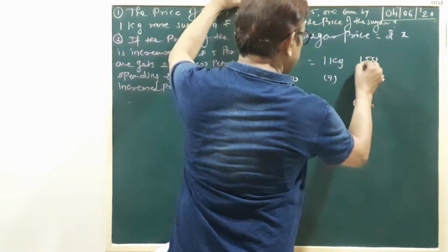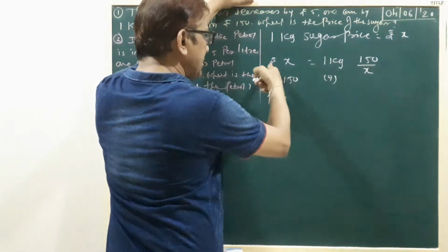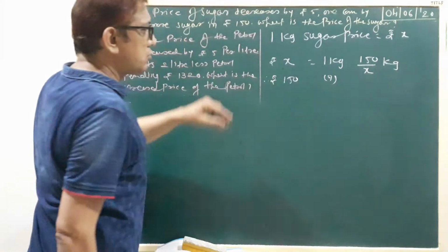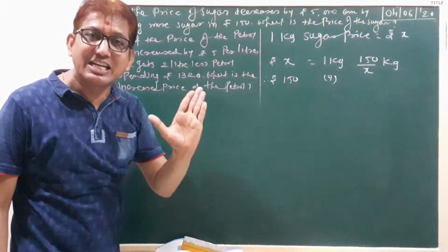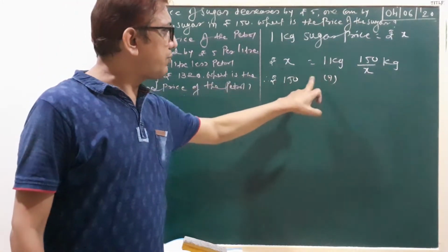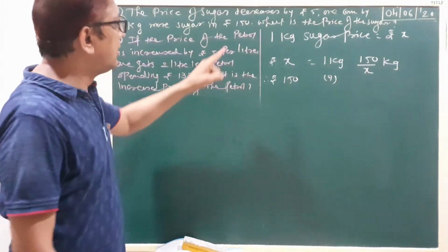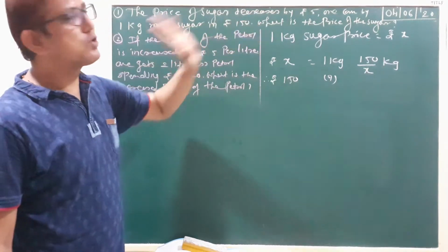So first step, 150 upon X, by cross multiplication. Rupees cancel, the answer is in kg. So our first quantity is 150 upon X kg. If it is 30 rupees per kg, then 150 upon 30, we purchase 5 kg. Okay. Now repeat: the price of sugar decreased by rupees 5.